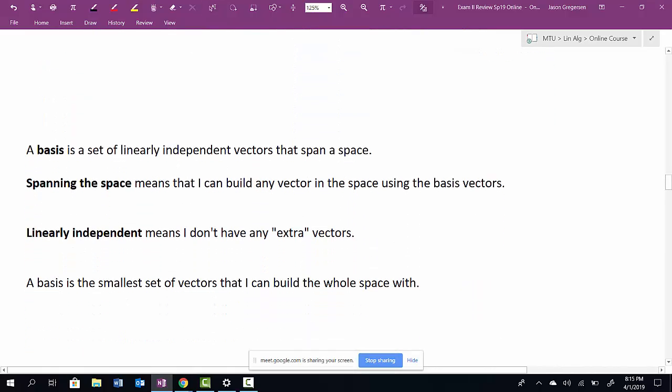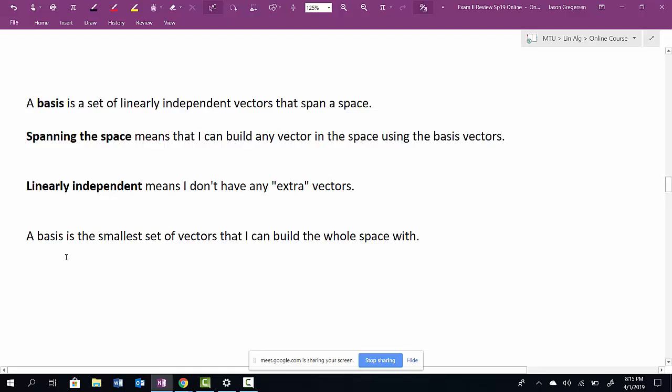Well, we can do all that by introducing these terms: basis, spanning the space, linearly independent. We talked about all these ideas at this part of the course. Okay. So a basis was a set of linearly independent vectors that span a space. Two big criteria here. To be a basis, the vectors had to be linearly independent and they had to span the space. Those are the two big requirements. Spanning the space means that I can build any vector in the space using the basis vectors. If I take linear combinations of the basis vectors, I can get anywhere I want in the space.